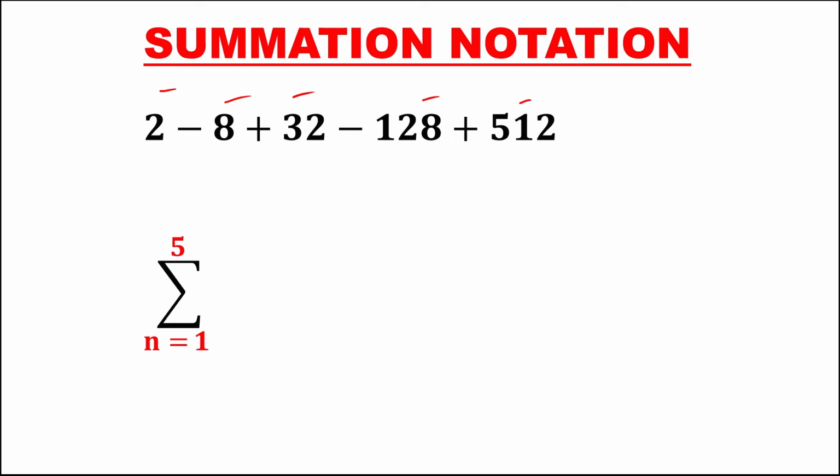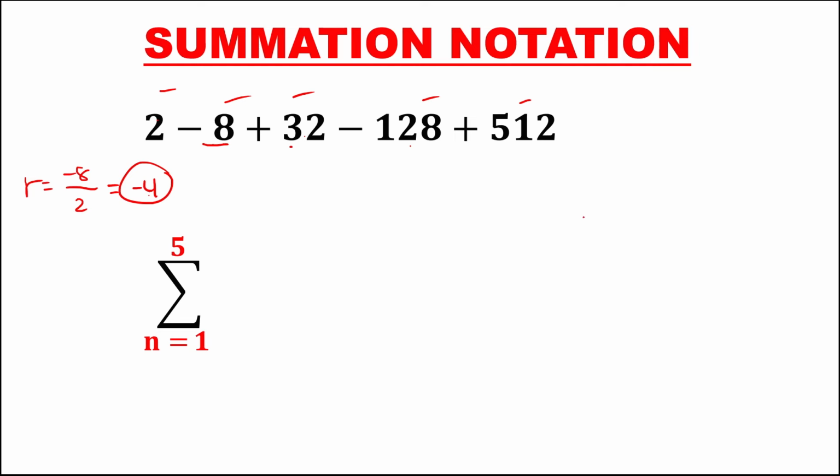Then again, for the formula, since this one is a geometric series, we need to find the common ratio. So this is negative 8 divided by 2. So the common ratio is negative 4. So we have 2 times negative 4, that's negative 8. Negative 8 times negative 4, that's positive 32. And positive 32 times negative 4, that's negative 128.